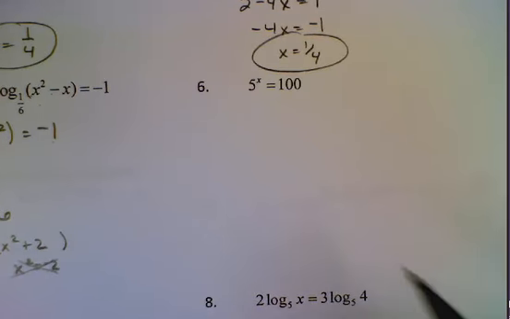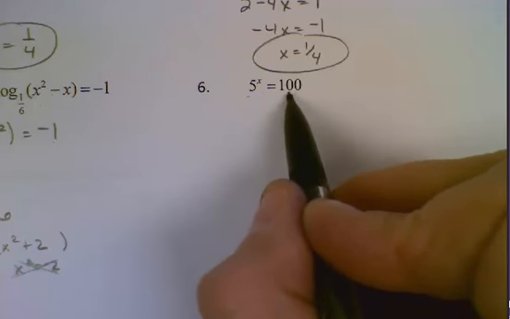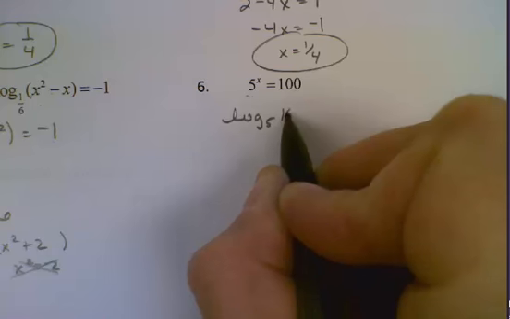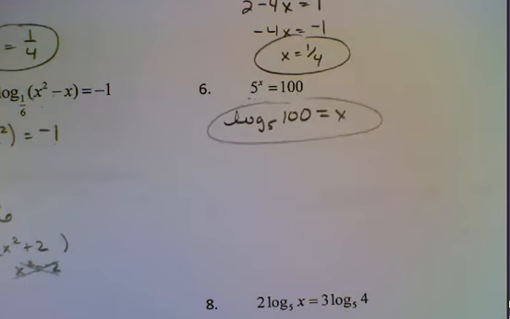Number 6. 6 is an exponential equation. This one I can't get the same base, so I'm just going to put it in log form. Log base 5 of 100 equals x. And that's it. That's all I have to do.